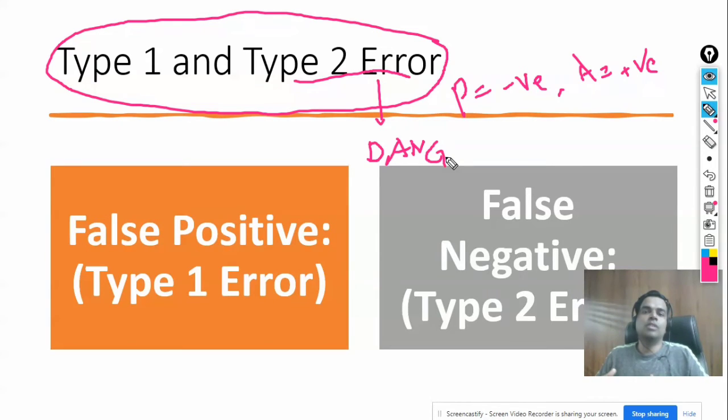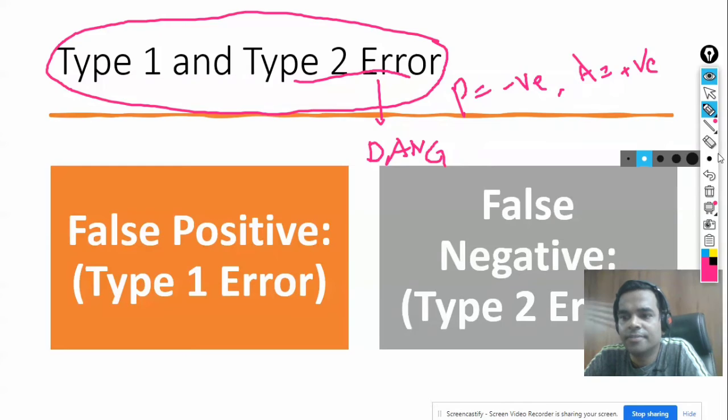In that case, a doctor will think that okay, the model predicts this person has no disease, so no problem, but actually the man is suffering from some disease. So we can't detect that error. That's why type 2 error is a little bit dangerous. So I hope you got some idea about type 1 and type 2 error. So let's move on to the next slide.